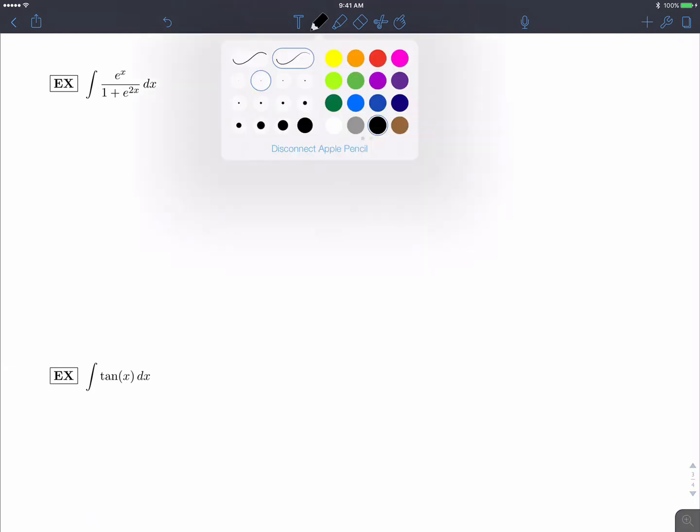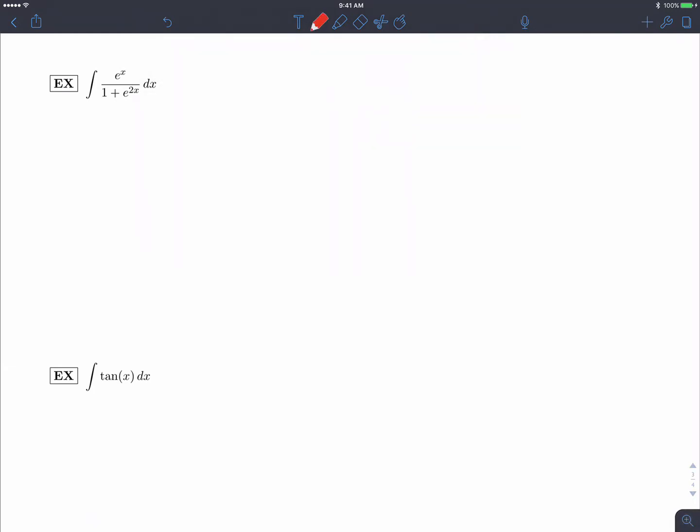Remember, we're going to need to choose a u that allows us to get rid of the rest of the x components. So we're going to have to get our u, and it's going to have to give us a good du. Also, we're going to have to make sure that we're left with an integral that we actually know how to integrate here.